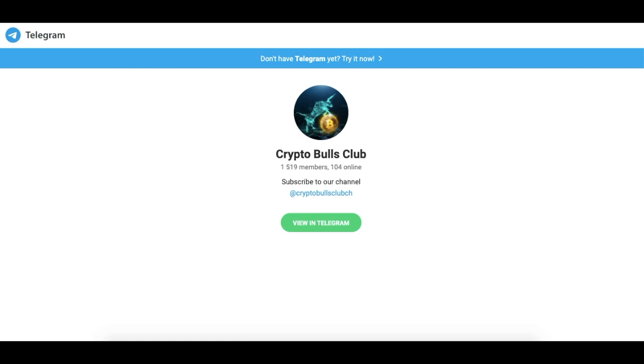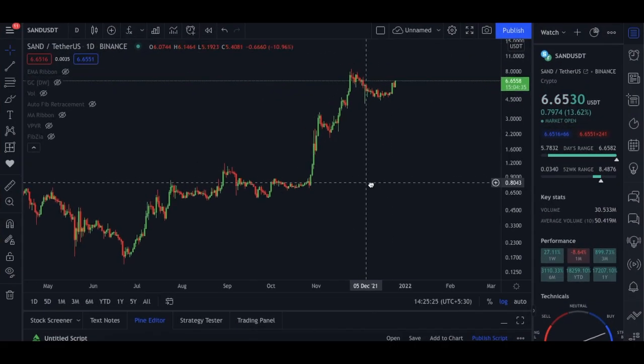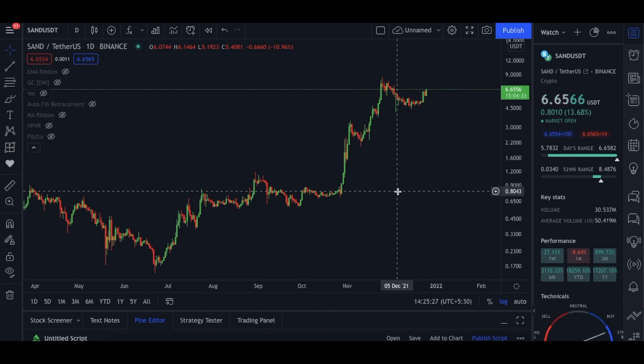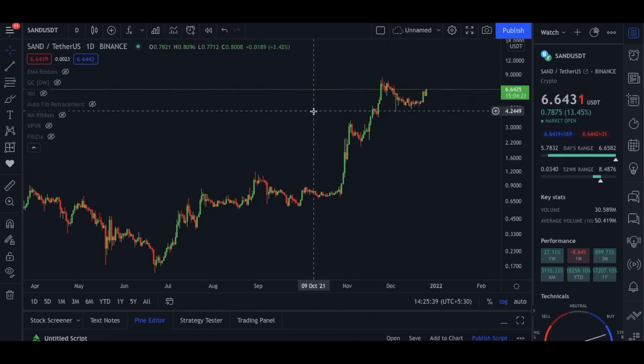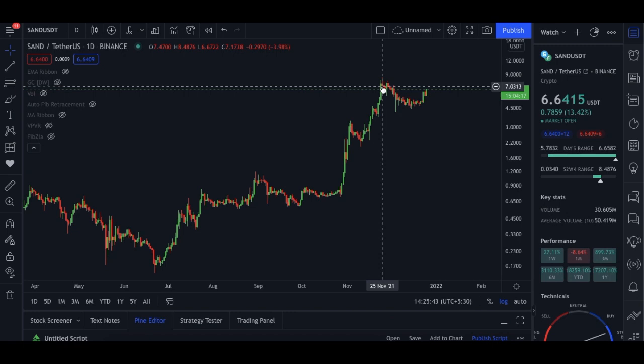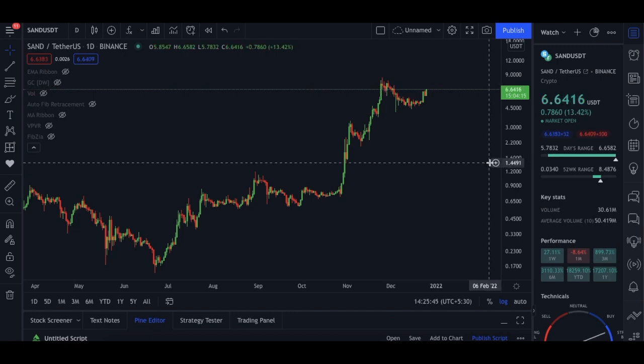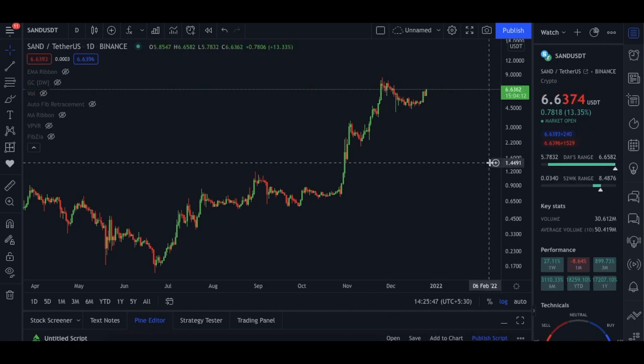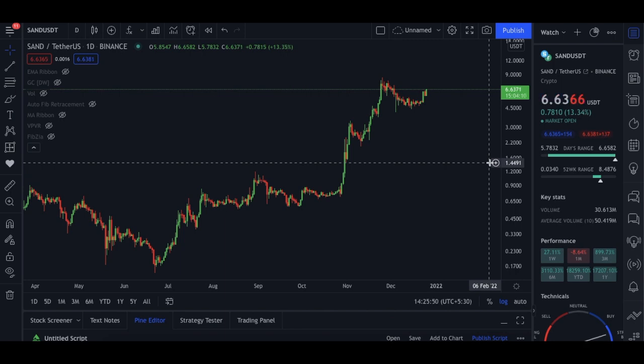Without further delay, let's jump straight to the Sandbox USDT chart. Currently, Sandbox is at about the $6.65 mark. It's just about 25% below its all-time high of $8.5. So I believe we can see the $8.5 going into 2022 and before 2022 as well.